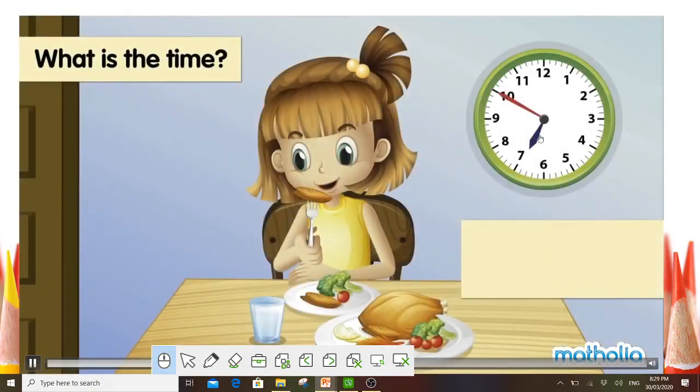Now after noon. What is the time here? Kate is having her dinner. It's 6:50, 10 minutes to 7 in the evening. It's 6:50 p.m. because she eats her dinner.